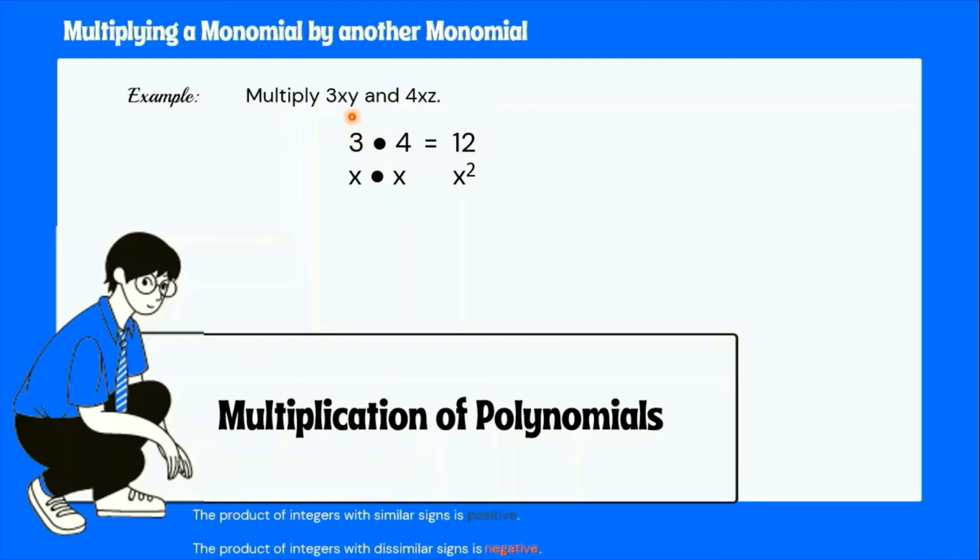And then, itong term na 3xy ay may y, itong 4xz ay wala, at ito namang 3xy ay walang z, pero may z naman sa 4xz. So, kopyahin lang natin yung y, kopyahin din natin yung z, since wala naman silang kapareho dun sa kabilang term. And then, let's put them all together. Ang ating magiging sagot ay 12x squared yz. Pagkasama-samahin lang natin sila into one term. If we multiply a monomial by another monomial, dapat ang sagot natin ay monomial din.